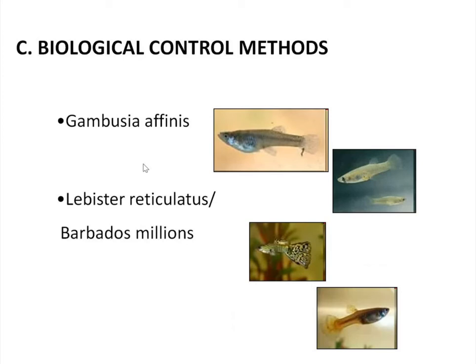So under this method, we grow the fishes which kill the mosquito larvae. Examples of those fishes are gambusia fish and lobster. It is also called Barbados millions. So these are the two common types of fishes which are grown for killing the mosquito larvae. So this is called biological control.